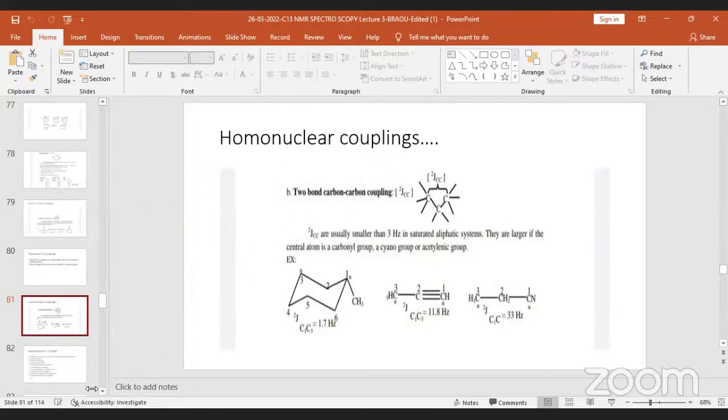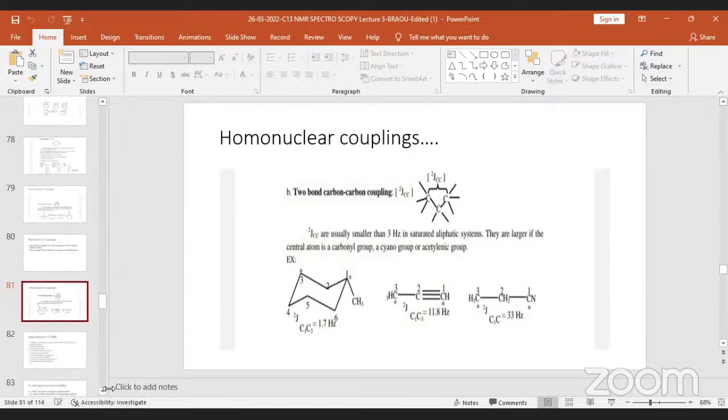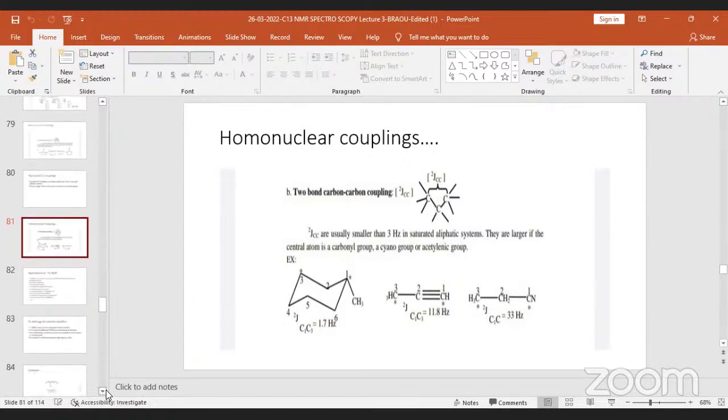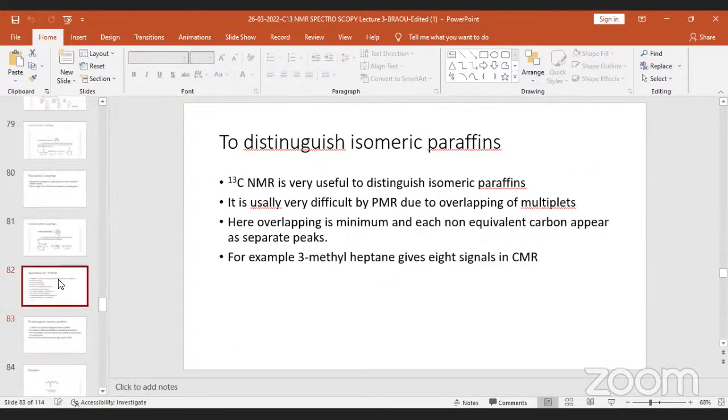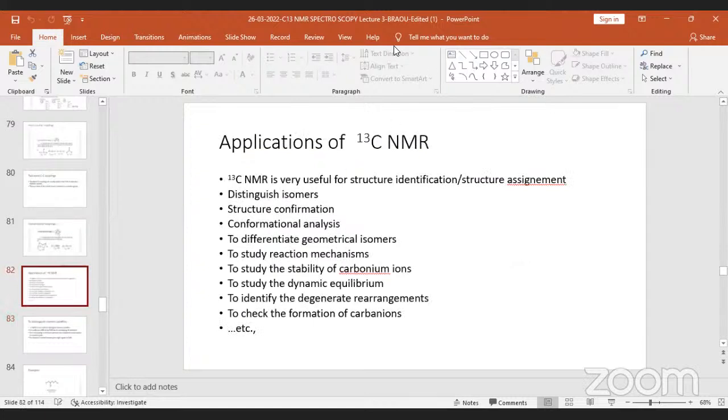Homonuclear couplings. Here also you can have vicinal coupling like J3CC. That also depends on the dihedral angle, but generally it is very small. So that is about couplings.